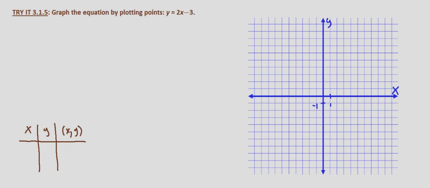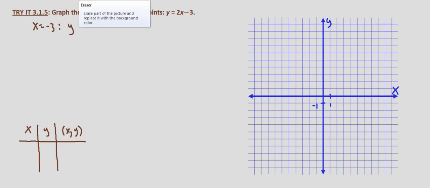I went ahead and marked these as 1, each tick mark being 1 unit. But in general, if there is no scale given, unless you're told that it's an arbitrary scale just to determine the nature of some type of graph, you can always assume that the scale is 1 square is 1 unit. So we'll go ahead and substitute points for x in here. So let's start with, let's say, x equals negative 3.